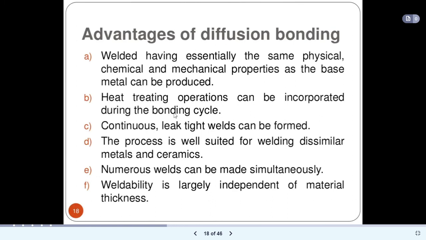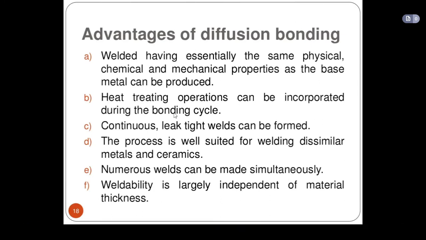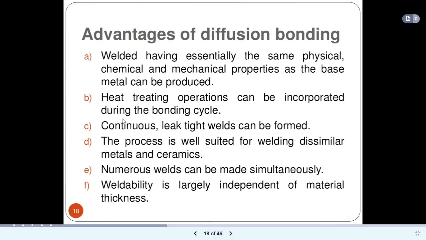Means heat treatment, if we consider the heat treatment process, in a heat treatment process the temperature is very high, but in case of this process the temperature is low. That's why these factors will not affect the welding process. Continuous leak tight weld can be formed. Continuous weld and the leak tight weld we can obtain by diffusion welding.